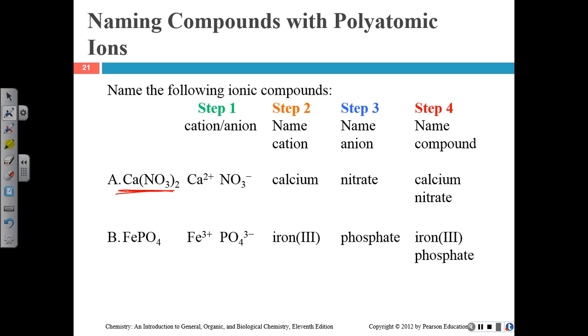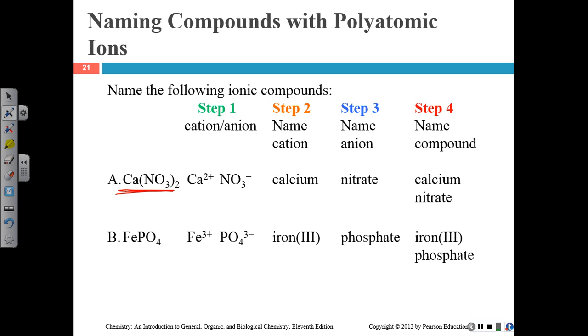Okay. B is our classification 3 because it is a transition metal. So we would have to find the oxidation state of our iron there. Okay, so that should actually be a plus. Never seen that before. And so it would be iron 3 phosphate because PO4 3 minus is phosphate.